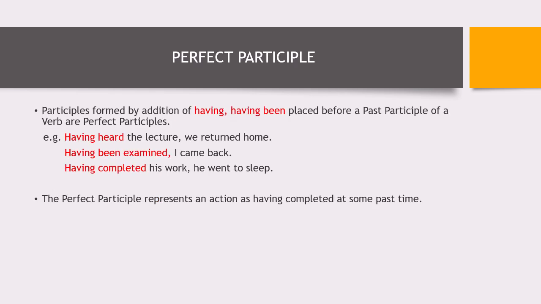Perfect participle. Participles formed by the addition of having or having been, placed before a past participle of a verb, are perfect participles. For example, having heard the lecture, we returned home. Having been examined, I came back. Having completed his work, he went to sleep. The perfect participle represents an action as having been completed at some past time.